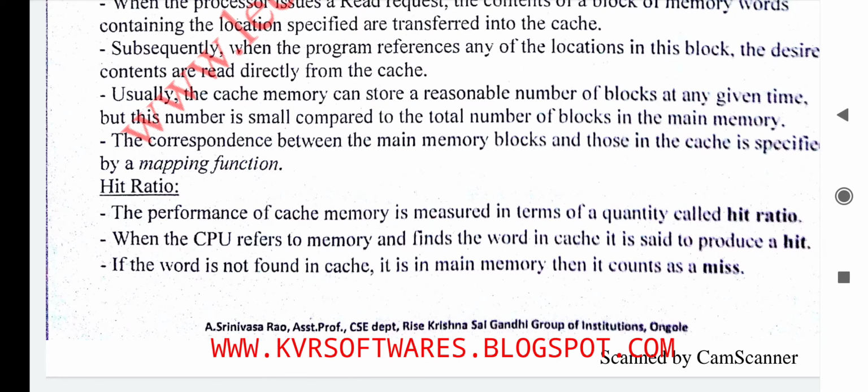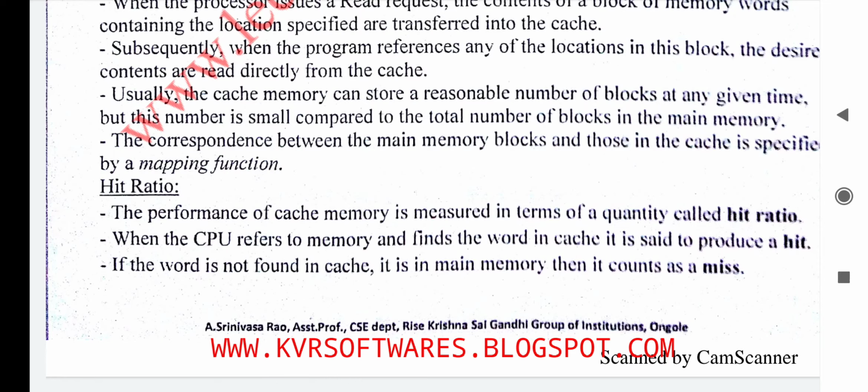The performance of cache memory is measured in terms of a quantity called hit ratio, right? How can we measure the performance of cache memory? By using hit ratio. Based upon the hit ratio we can measure the performance of cache memory.